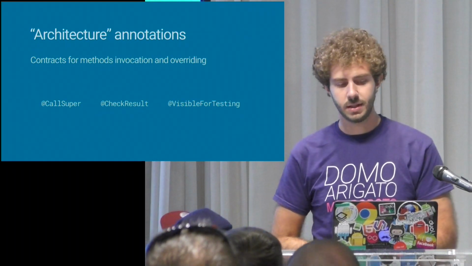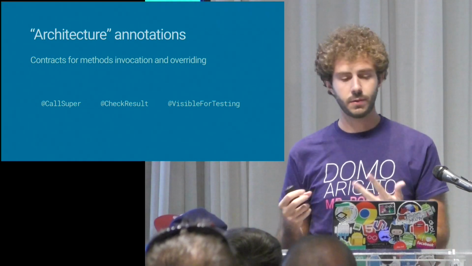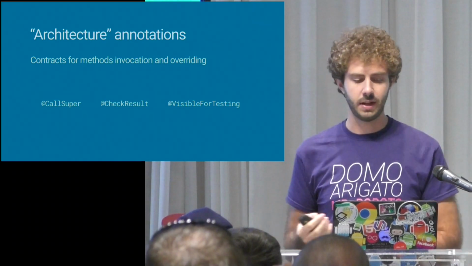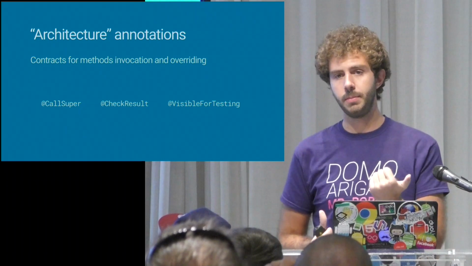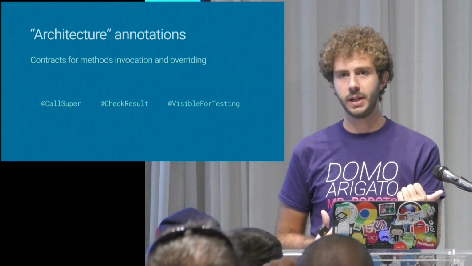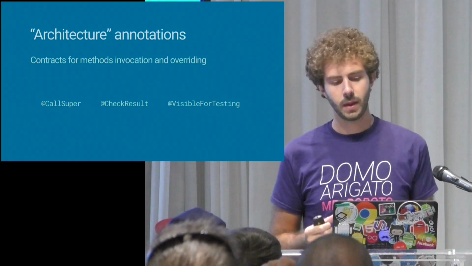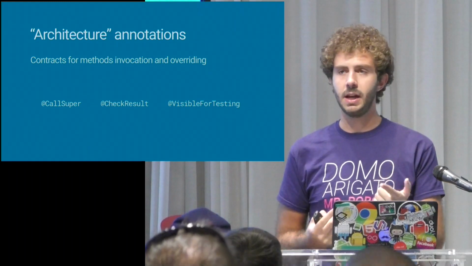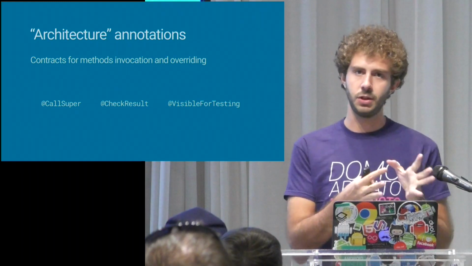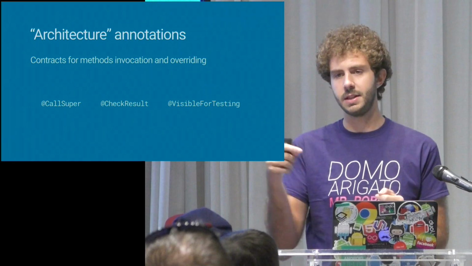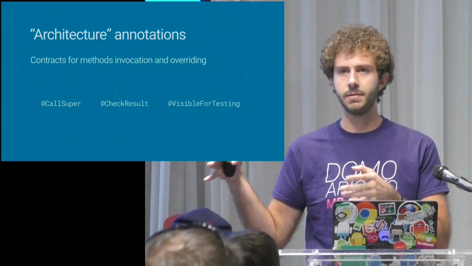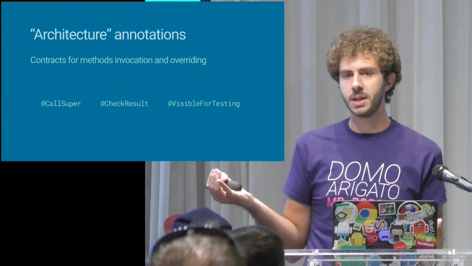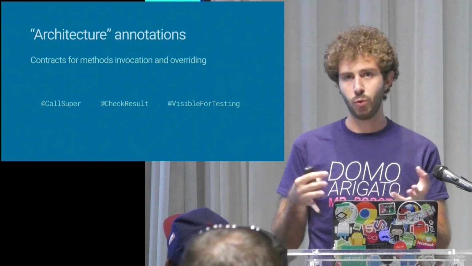Next up are the architecture annotations. There's 3 of them. They do what they say on the tin pretty much. One is call super, meaning this method, if it's overridden, needs to call back to the super. Another one is check result, meaning I'm giving you back something that you should use. So if the IDE detects that you're not using the return value of this method, it's probably because you forgot to, so it can warn you of that.